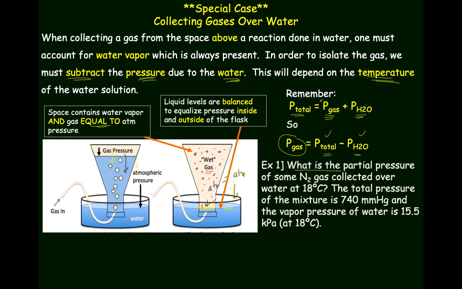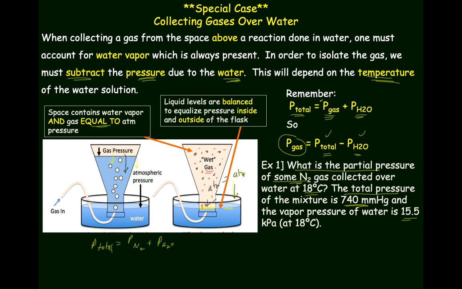So what's the partial pressure of some nitrogen gas that's collected over water at 18 Celsius? Someone collected some nitrogen gas over water at 18 Celsius. The total pressure of the mixture is 740, and the vapor pressure of water is 15.5 kPa. So we know that P total is equal to the pressure of the N2 plus the pressure of the H2O, which is what you don't want. You want to get rid of that.